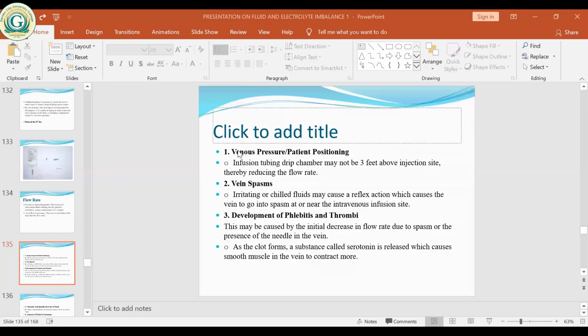Development of phlebitis or thrombi. Phlebitis and thrombi can occur, especially during repeated infusions. Phlebitis is inflammation of the vein. And when you develop a thrombus, maybe a clot has developed there, and that can lead to thrombophlebitis. So we have thrombophlebitis and phlebothrombosis. The two are not the same.